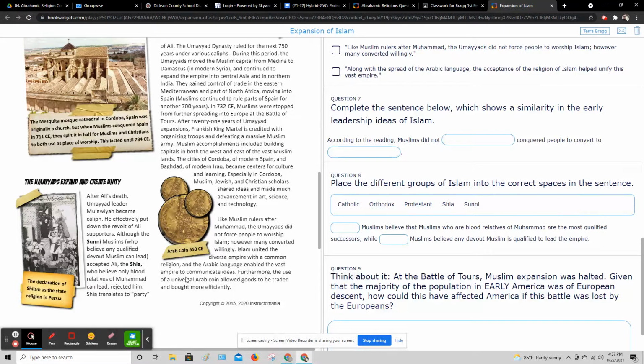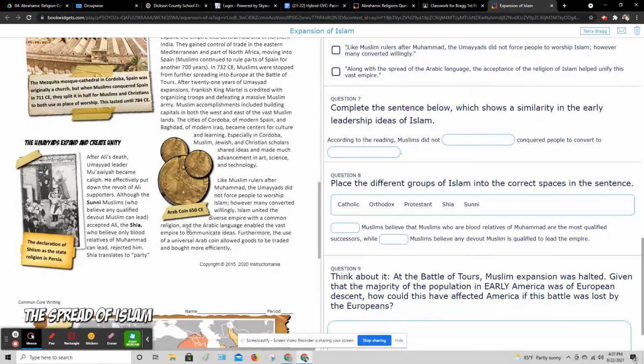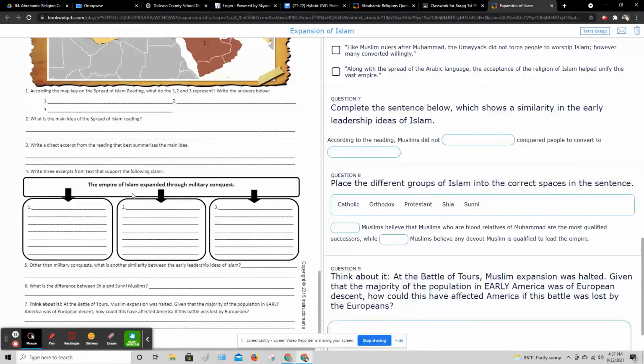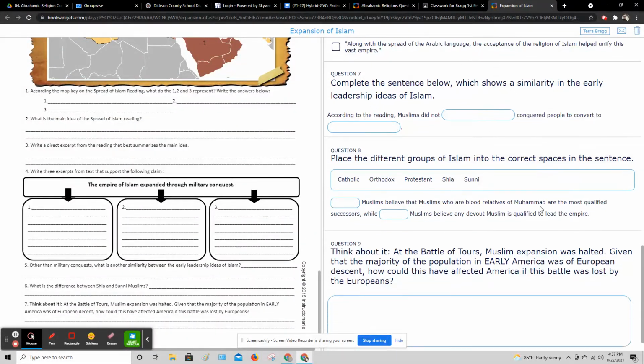Furthermore, the use of the universal Arab coin allowed for goods to be traded and bought more efficiently. Okay, so this is one of the areas where we're seeing a standardized unit of currency, which makes it so much easier for trade and things like that to happen. This slide 3 is just the questions, but I've translated them and put them over here on the side.